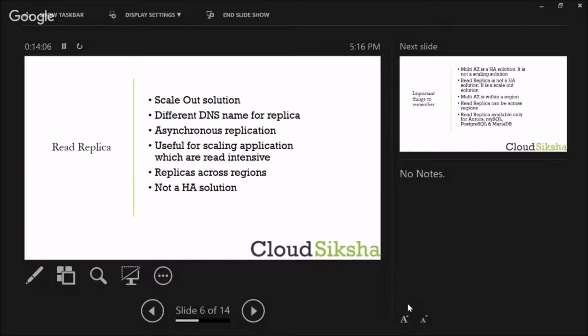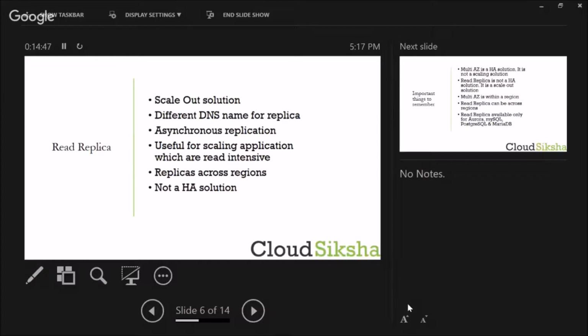The read replica is a scale out solution. Now, what is a scale out solution? Scale out is where you use a larger number of instances to handle the load. If you have an application which is read intensive, or if there is a need for you to provide a replica for reading, then a read replica is a good solution.